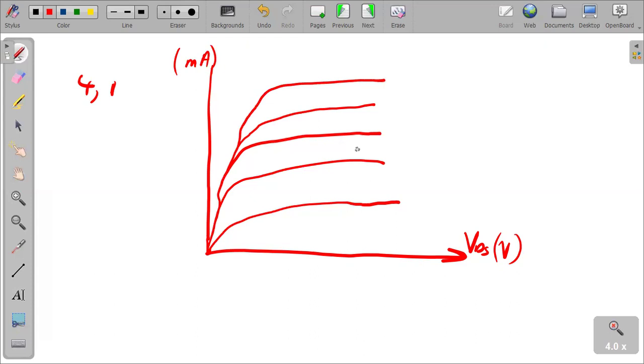Right. So we have a negative. So that's the VGS, negative 2 volts. VGS, negative 1.5 volts. VGS, negative 1 volt. VGS, negative 0.5 volts, and VGS, 0 volts. Okay, that's our diagram there. That's our characteristics.